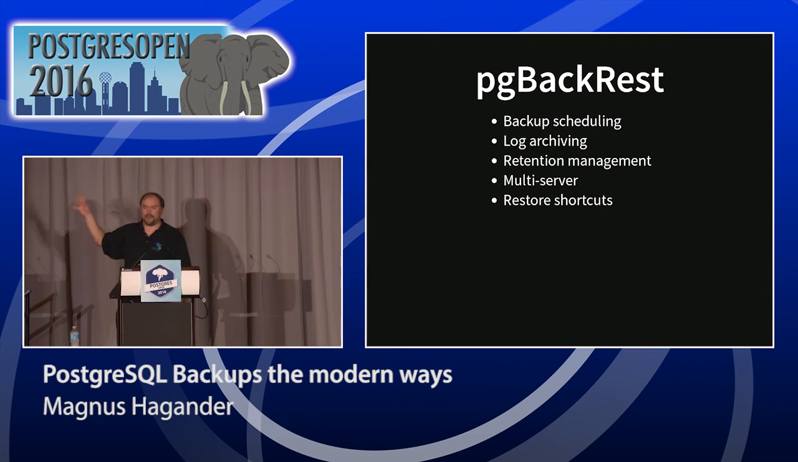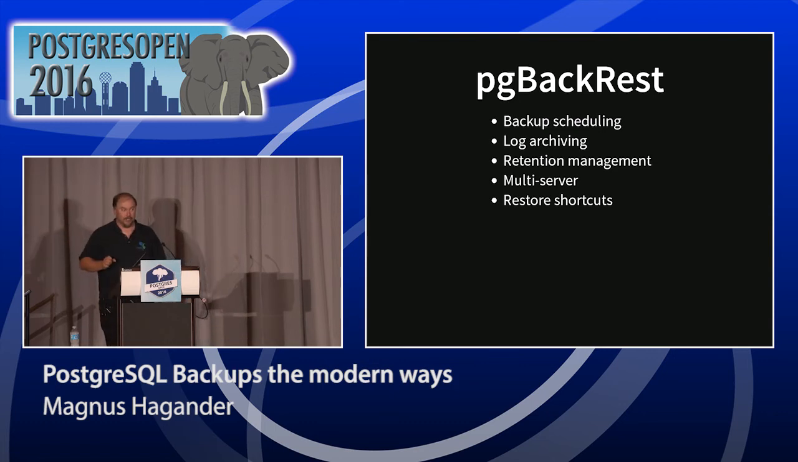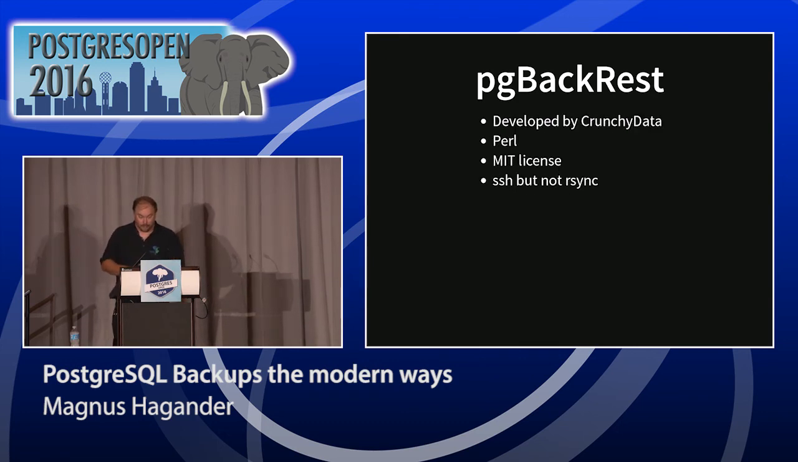You'll notice this is a fairly similar list of features to Barman. These tools are solving the same problem, so the feature list is similar. Once you get into the detail, the implementations are different, but the basic feature lists are in there. PG Backrest is built by Crunchy Data, which is another sponsor of this conference, which is awesome.